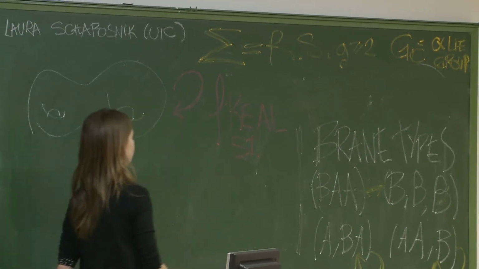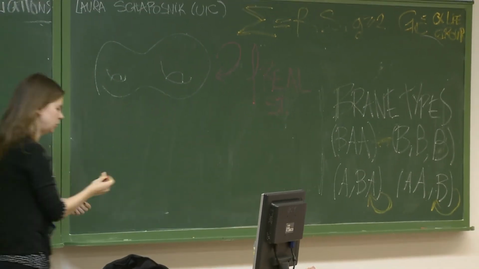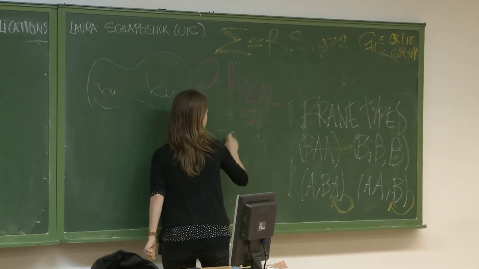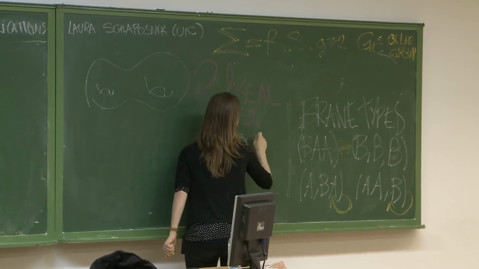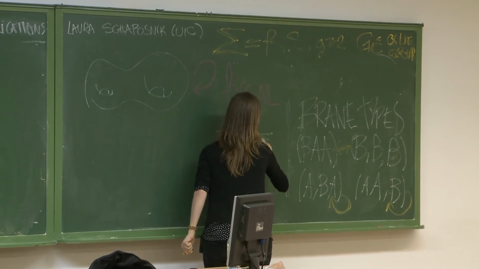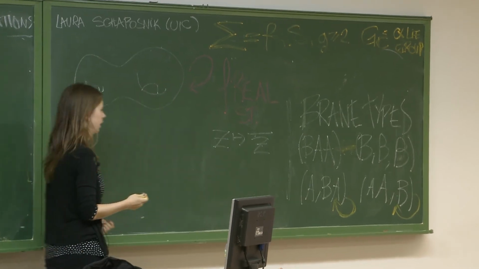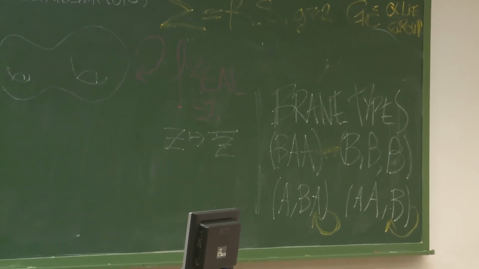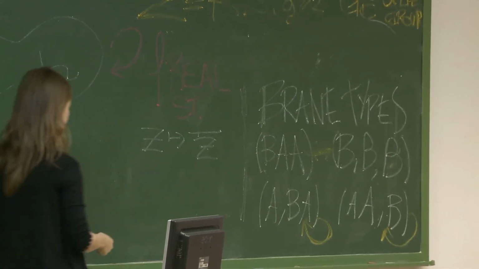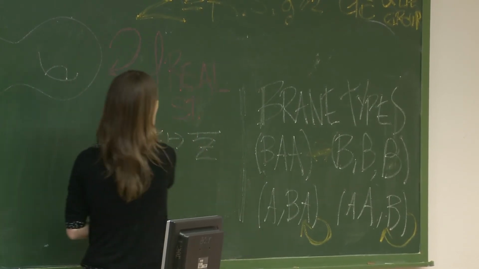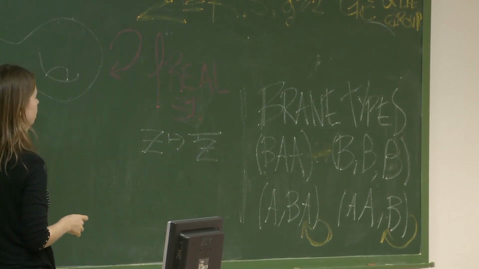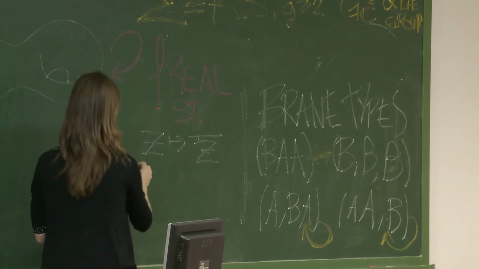And this is a real structure on the Riemann surface, which means locally it just looks like z goes to z bar. So you can just think of the complex plane in your head and think of complex conjugation. This involution is an anti-holomorphic involution on your Riemann surface.